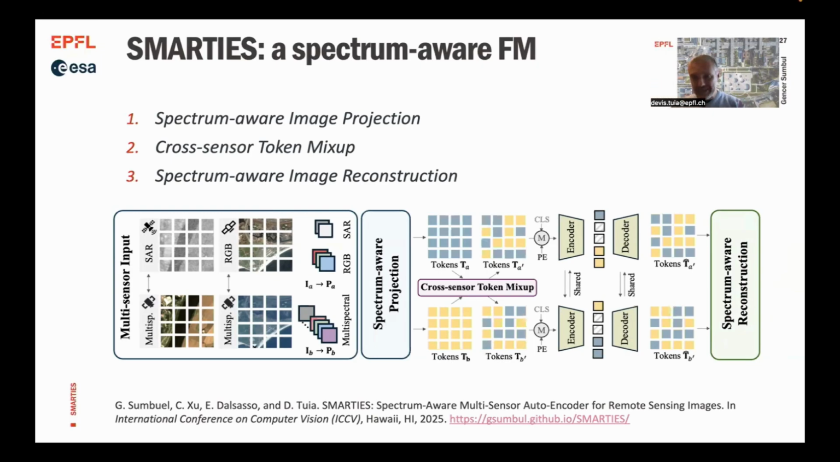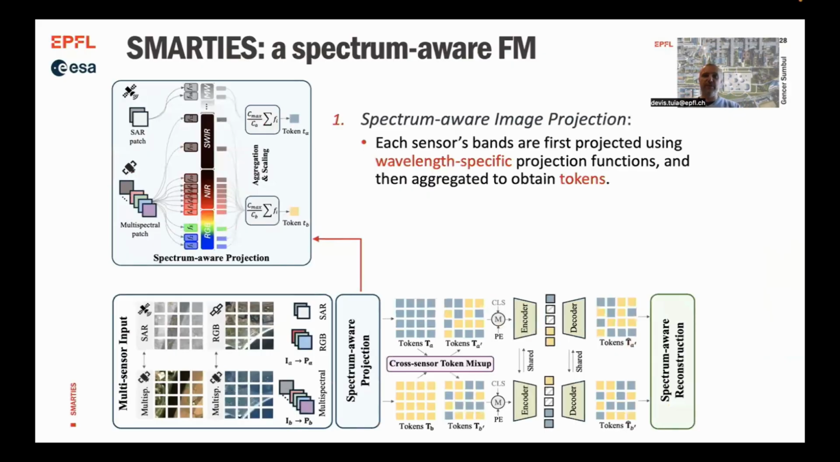And when we have our mixed tokens, then we will do the transformer part, which is the third, the spectrum-aware image reconstruction. So part one, spectrum-aware image projection. As you can see here in the diagram on the top left, we will take every band, and every band will have its own projector, and it will create a representation which is frequency specific. Then each one of these projections will be averaged for a single sensor, and it will create a sensor-specific token. Let's say in this example, we have a multispectral patch and a SAR patch. So this will lead to two tokens, one for SAR in blue and one for multispectral in yellow.